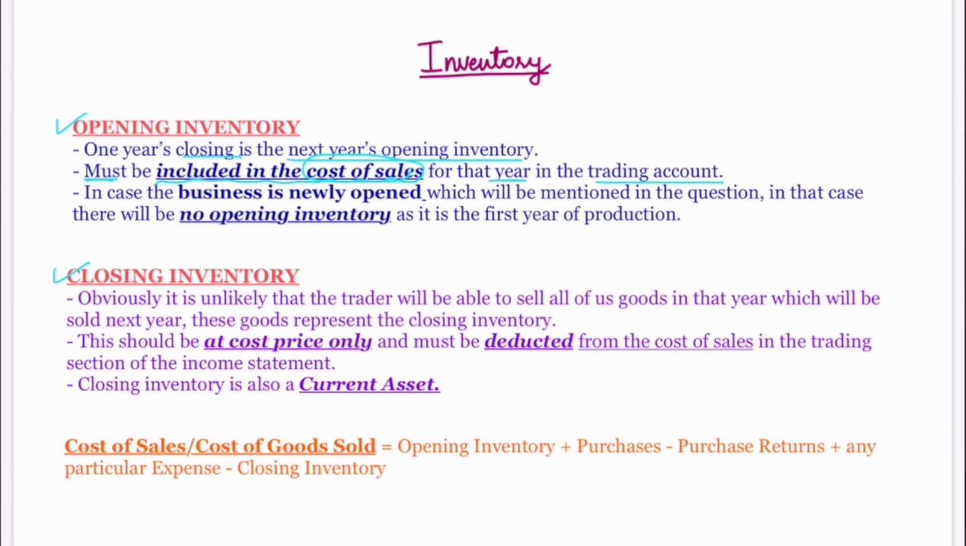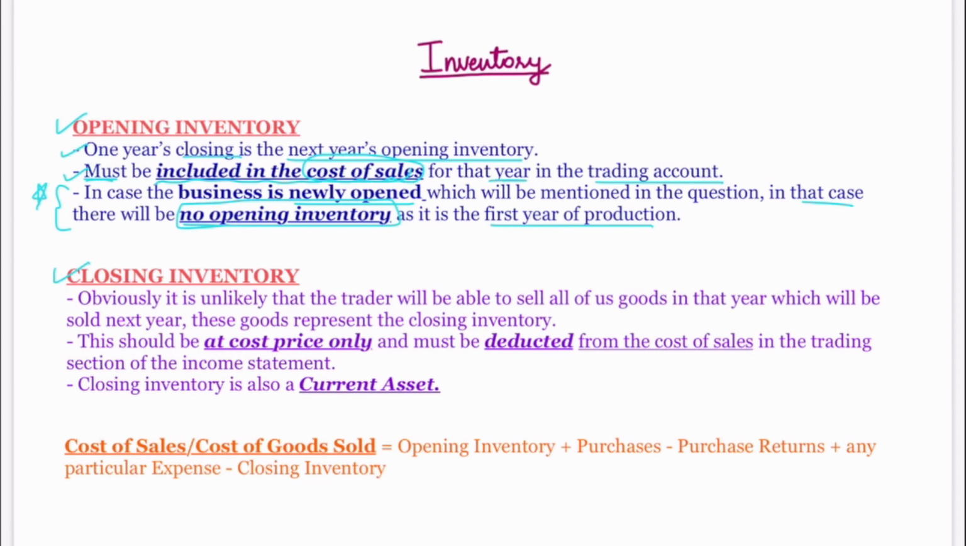Now this is important. It is rare for them to ask, but it is still a possibility, so take a note of it. In the case the business is newly opened, which will be mentioned in the question specifically, so do not assume, then there will be no opening inventory as it is the first year of production. Now let's see the closing inventory.